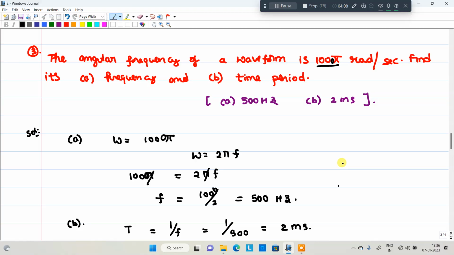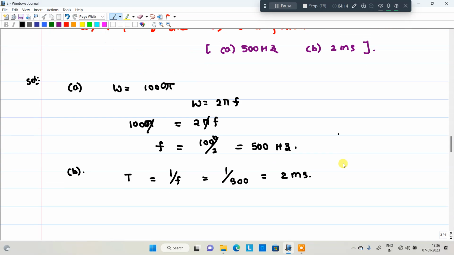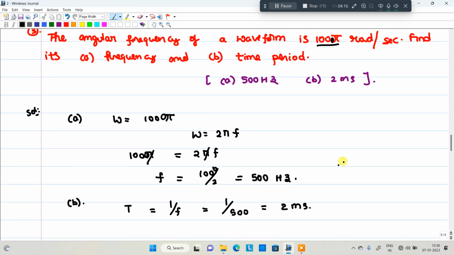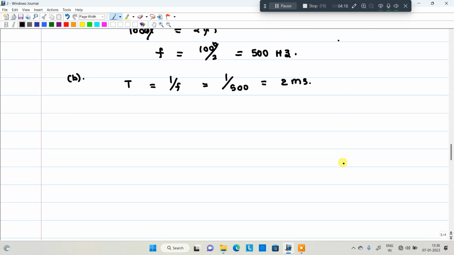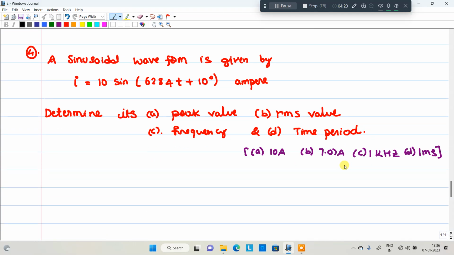So, this type of numerical problems may come into the examination. That's why I provided all the formulas in the theory class. Then I explained how exactly to apply them in the numericals. Okay. Next we are moving to question number 4. In question number 4, a sinusoidal waveform is given by, this is a sinusoidal waveform we have.